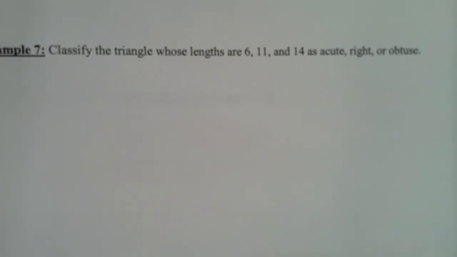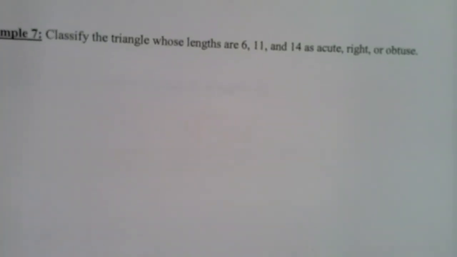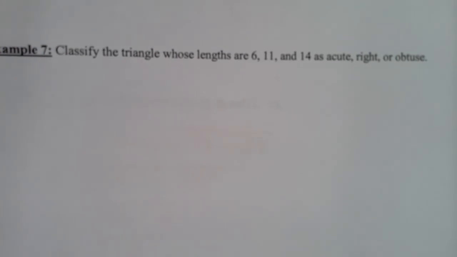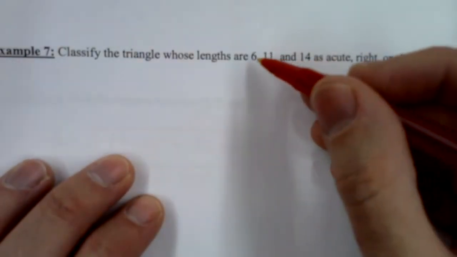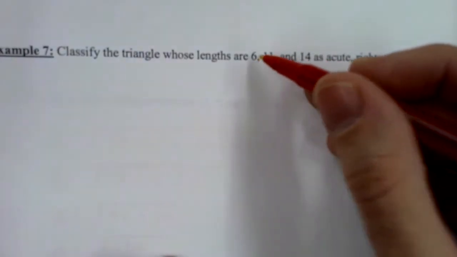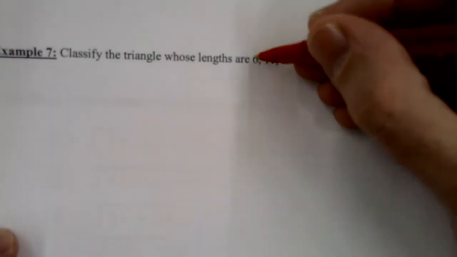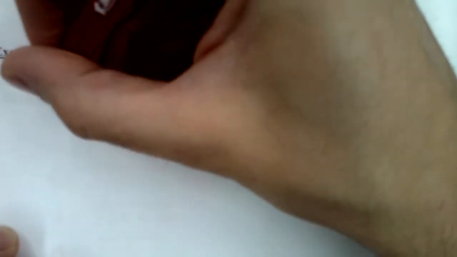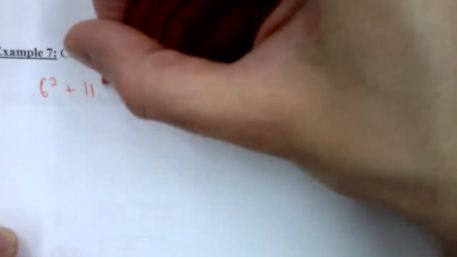Okay, so example 7, classify the triangle whose lengths are 6, 11, and 14 as acute, right, or obtuse. Okay, so you're going to take the two shortest sides, in this case 6 and 11. Be careful because it's not always in order. You could have the biggest side listed first, remember. Take the two shortest sides, square them, and add them together.